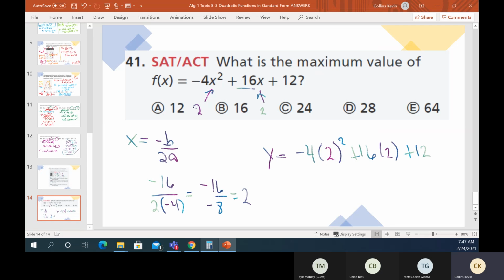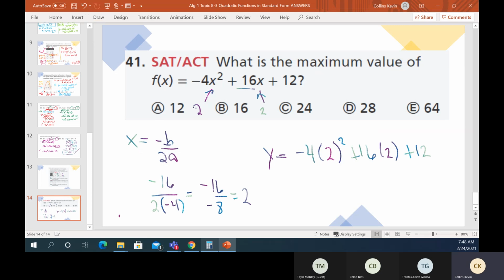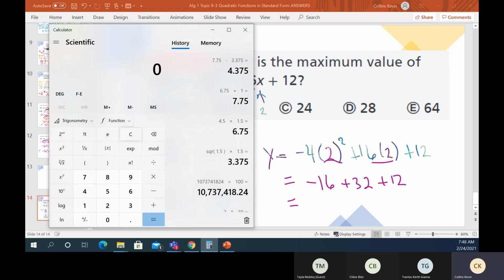All right, so we square this guy first. Hopefully have something that writes. That would be good. So we square this guy first. 2 times 2 is 4. Times a negative 4, this is going to be minus 16. Then we got 16 times 2, that's going to be 32, and then plus 12. All right. So we add these guys together. Clear it out. So I got a positive 32 and a positive 12. Add those two guys together and then subtract off 16.